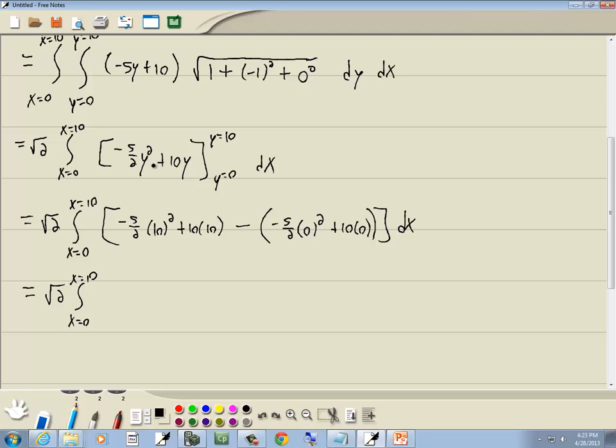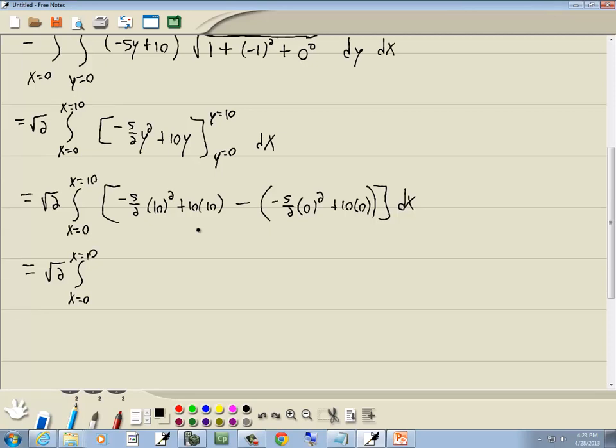Negative 5/2 y squared. I guess negative 250. Seems a weird number. 50, negative 250, yeah. 10 times 10 is 100, and all those drop away. So that gives us negative 150, and I'll put it out in front.